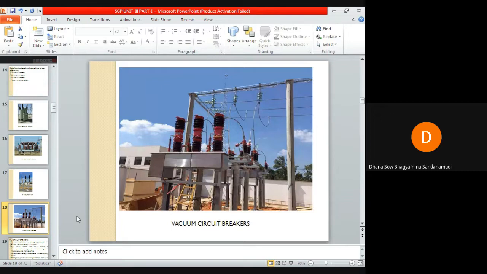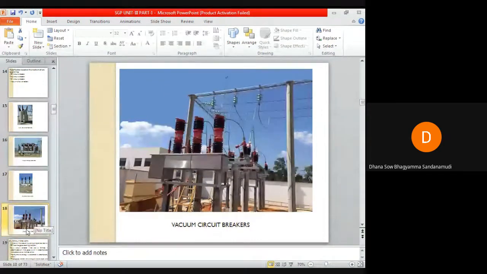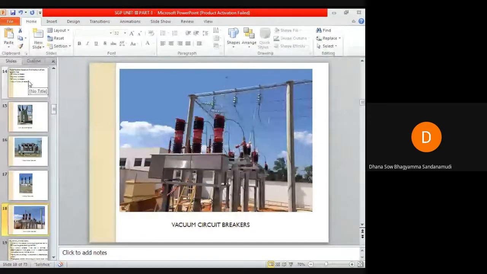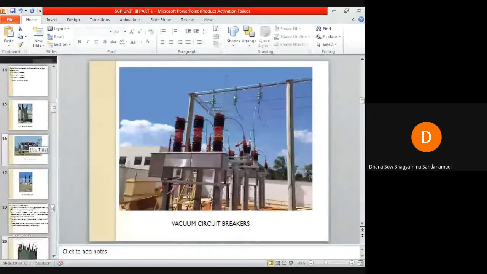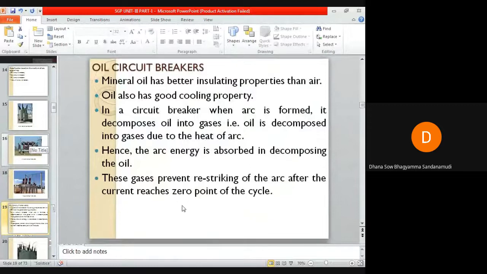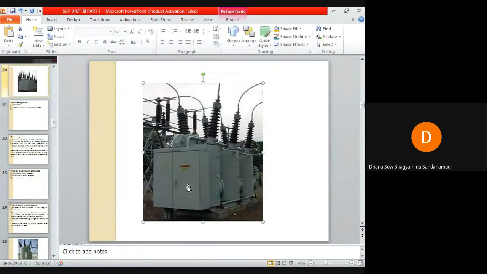So let us discuss all these types of circuit breakers based on the arc quenching medium. In our syllabus, the classification of circuit breakers is based on the arc quenching medium. Let us start with the oil circuit breaker. You can see an oil circuit breaker here.